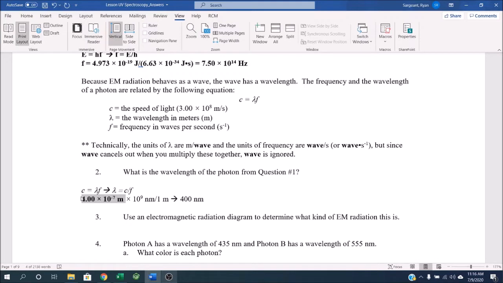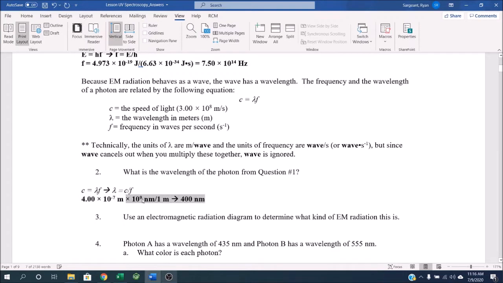But it's common for us to not want to deal with large or very small exponents like 10 to the negative 7th. So we use our different metric prefixes, and I'm going to switch this over from meters to nanometers by multiplying by the relationship between nanometers and meters. 1 meter is equal to 10 to the 9th nanometers, and so I can multiply that conversion factor by my value, and I end up with 400 nanometers.